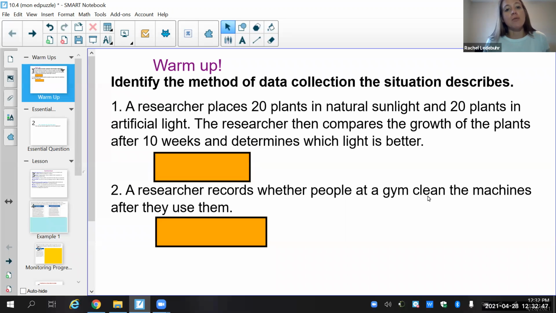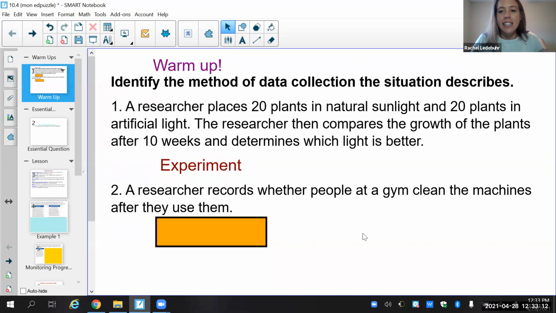The first one says that a researcher places 20 plants in natural sunlight and 20 plants in artificial light. The researcher then compares the growth of the plants after 10 weeks and determines which light is better. The second one says a researcher records whether people at a gym clean the machines after they use them. Drop your answer in the Ed Puzzle now. Hopefully, let's see what you got.